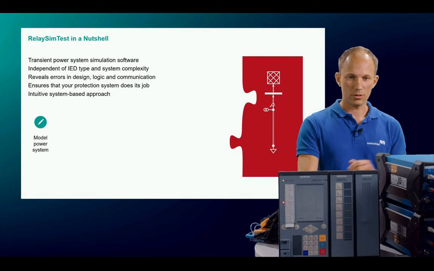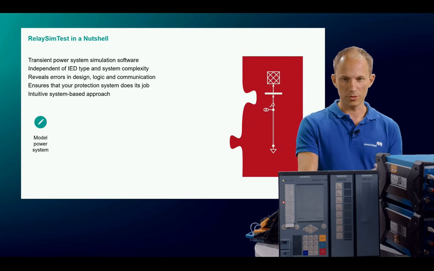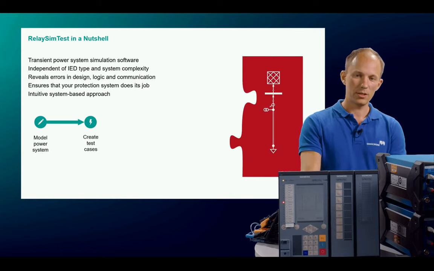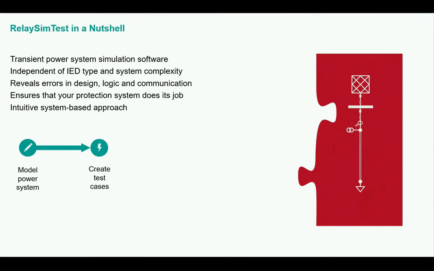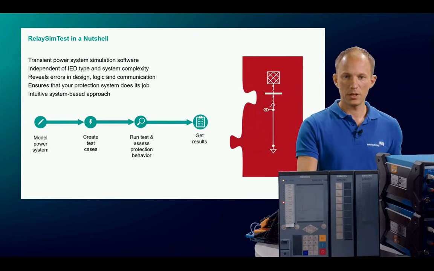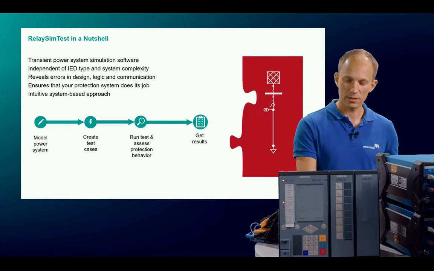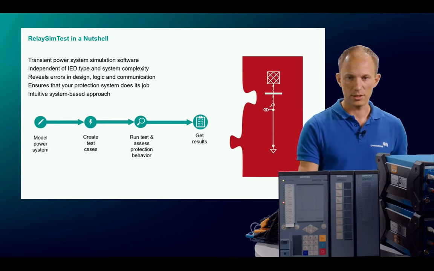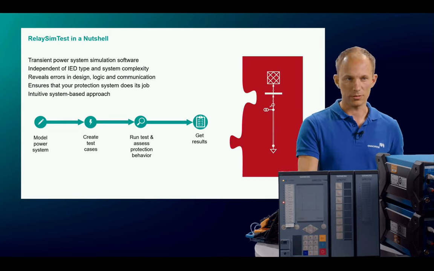I want to show quickly the steps you need to do in RelaySymTest. We always start with modeling the power system, as you see on the right-hand side of the slide. Then we create test cases, as I have already mentioned. So maybe insert a fault incident or whatever. Then we run a test and measure back with our CMC devices how the protection device is operating. And at the end, we can assess these results and print out a report.